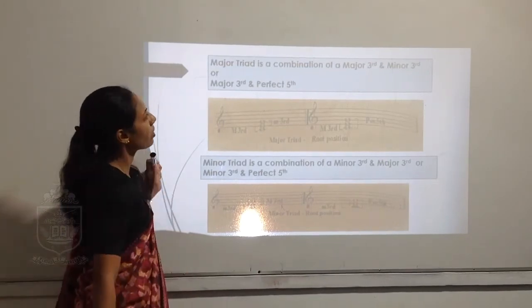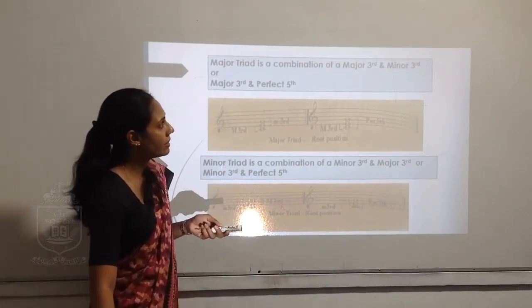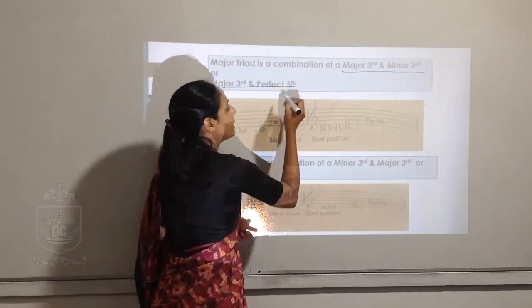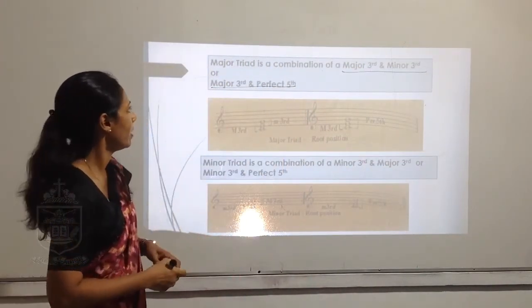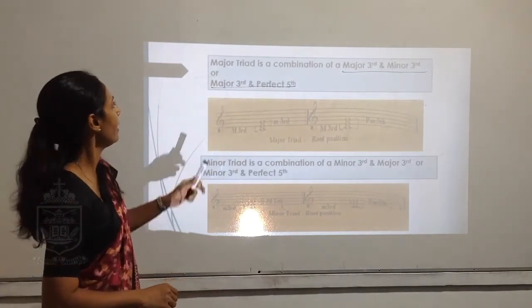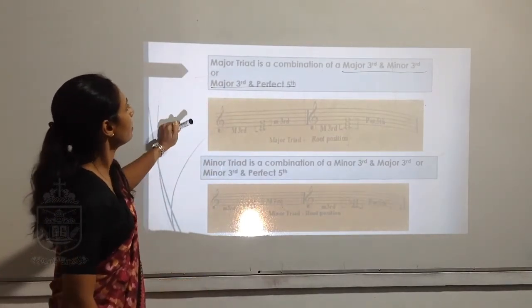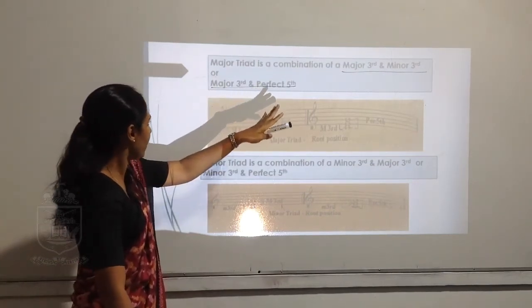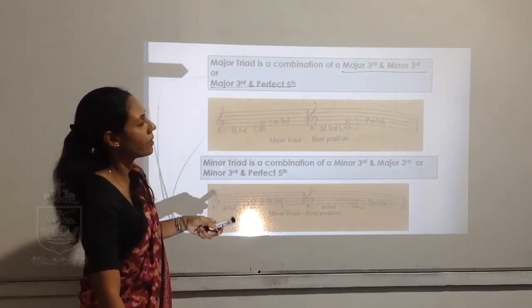So a major triad is a combination of a major third and minor third, or major third and perfect fifth. So you have to keep this in your memory. A major triad is a combination of a major third and a minor third, or a major third and a perfect fifth.